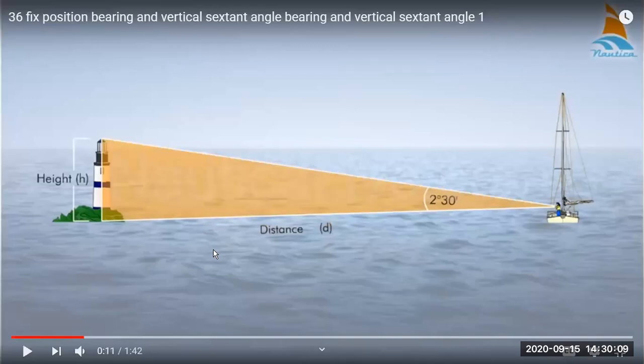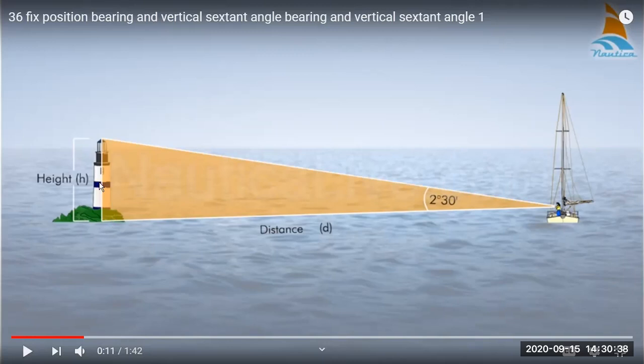So if we have a bearing and distance, we take the bearing of this lighthouse, and by taking the vertical sextant angle, if we have this height, we can measure this distance with this angle. We have the angle and we have the height, so we can get this distance with the formula. And once we get this distance, then we have the distance, we have the bearing, so we get our fix. So this is the process of vertical sextant angle.